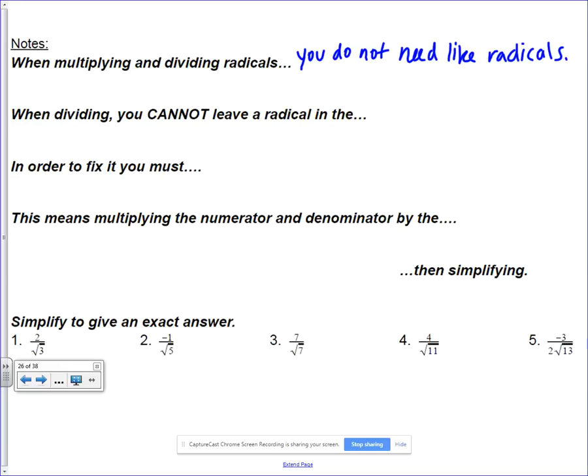New today, when you are dividing, you cannot leave a radical in the denominator. Where is the denominator, folks? The bottom. And that's a fraction, right? Now, folks, fractions and dividing go hand in hand because you all know that the fraction bar means to divide, correct? Okay, so we cannot leave a radical in the denominator. We have to fix it. And there's a special long fancy word that means to fix it, okay? You must rationalize.